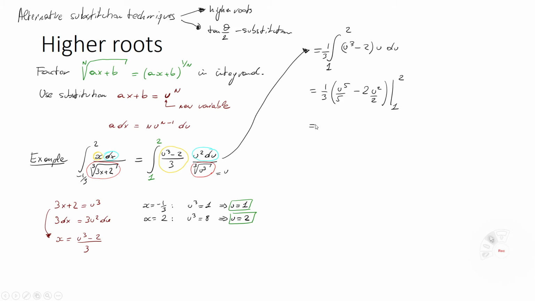And now it's just a little bit of simple algebra. So we will get 1/15 for the first term, 32 minus 1, minus 1/3 for the second term, 4 minus 1. And now if you simplify that, we get 31/15 minus 1. And that finally gives us 16/15.